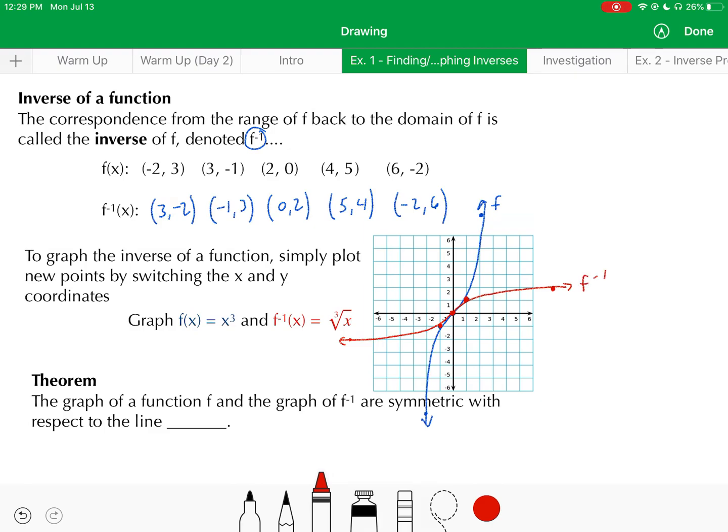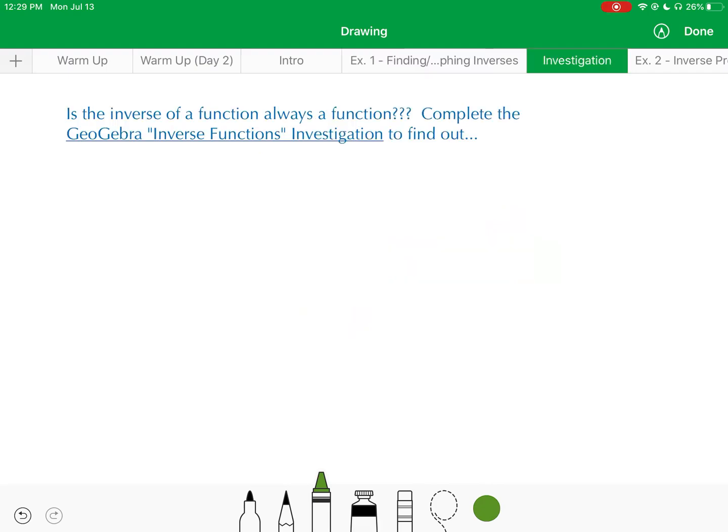Okay. Now, I want you to notice that those two curves are symmetric across this line, which is the line y equals x, where any point on that line, the x and the y coordinate are the same. Okay. So we have this theorem that says the graph of a function f and its inverse are always going to be symmetric with respect to this line, y equals x. It's a really good way to visually determine whether two curves are in fact inverses of each other when given their graphs.